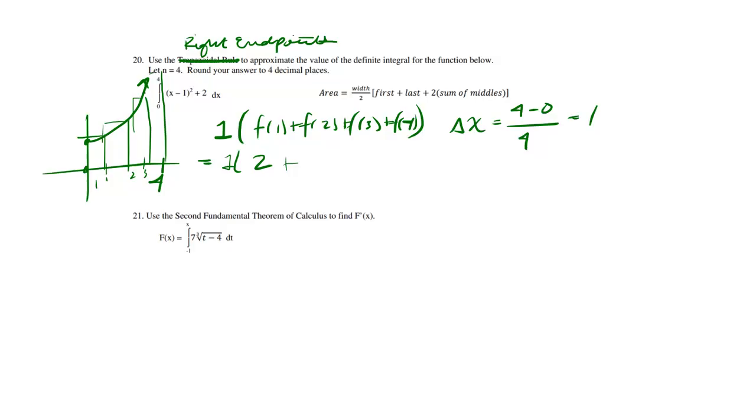When x is 2, I have 2 minus 1 squared plus that, so that's 3. Then I have, when x is 3, I have 2 squared, which is 4 plus 2, so 6. And when x is 4, I have 9, I have 11. And so this gives us, with the right endpoints, 22 is my approximation.